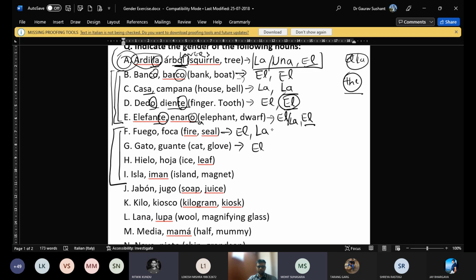El Gato. Next one is both El and La Guante. Or like it was glove again, so I think it will be again El only. Exactly. It will be only El. So now you understood, no? Yes, sir. Now got it.